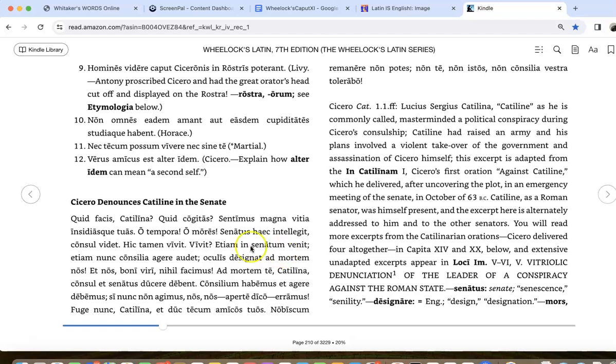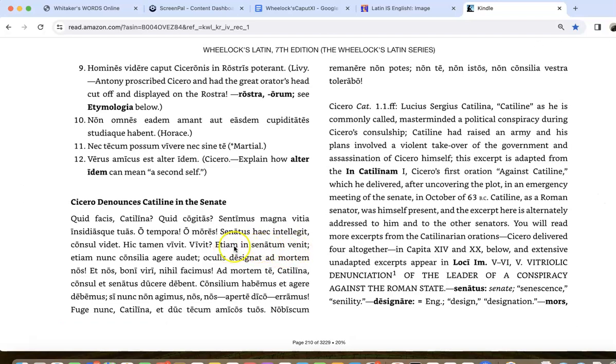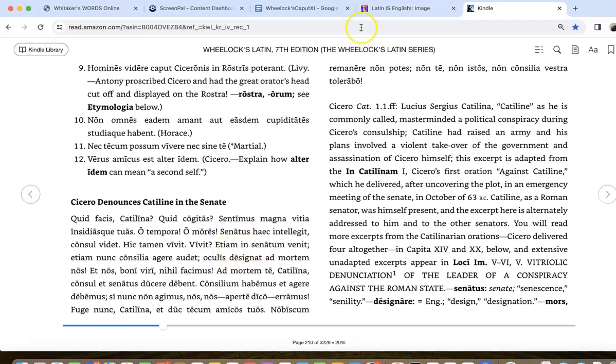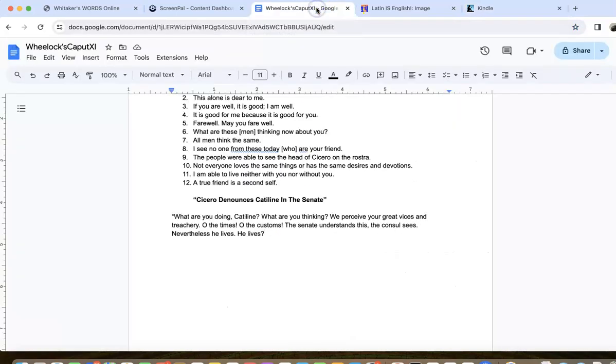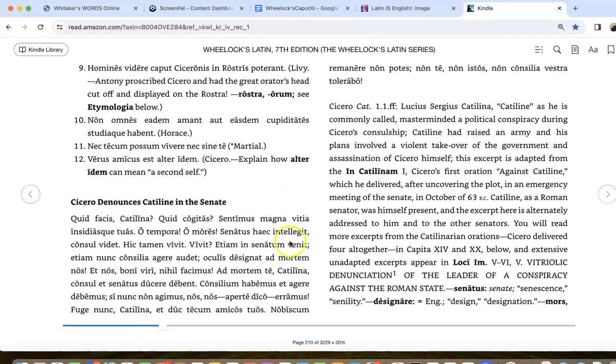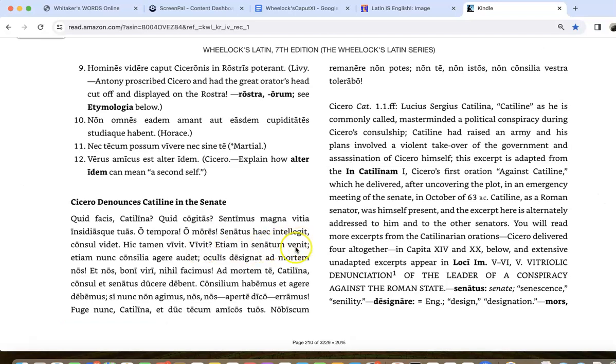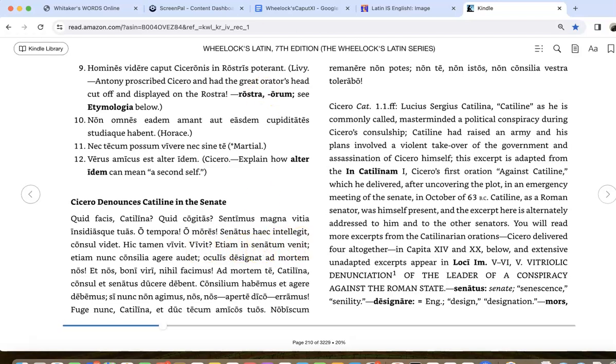He lives. He even comes into, or he also even comes into the Senate. In other words, how dare he? He even comes into the Senate. So how dare he show his face? He ought to be ashamed to be a Roman, and especially a senator, given his treachery and his crimes, a conspiracy against the Republic.